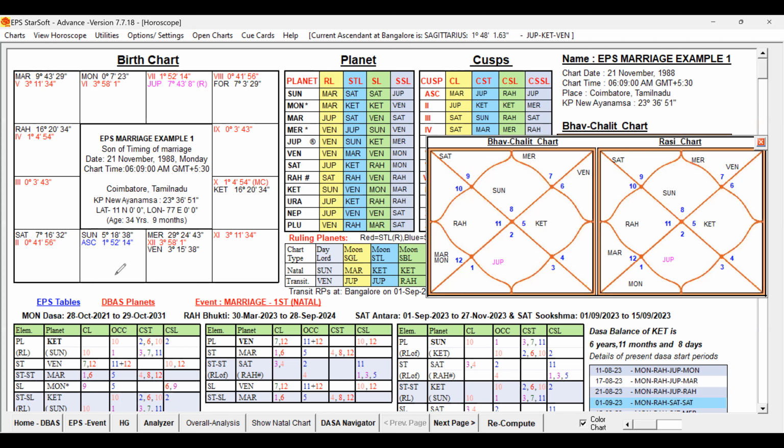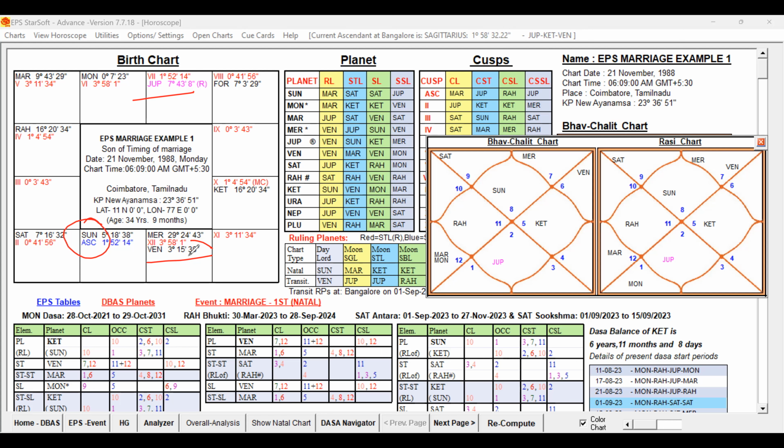Lagna is Scorpio Lagna. We have to check the 7th ruler because we are going to study the event of marriage. The 7th Lord is which planet? The 7th Lord is Venus. Venus is posted in the Libra sign, in its own sign, in the 11th house as per degree, but very close to the 12th cusp. The 12th cusp starts at 3 degree 58 minutes, and Venus is posted at 3 degree 15 minutes. So it is posted in the 11th house, but close to the 12th house. So we can say 11 plus 12.